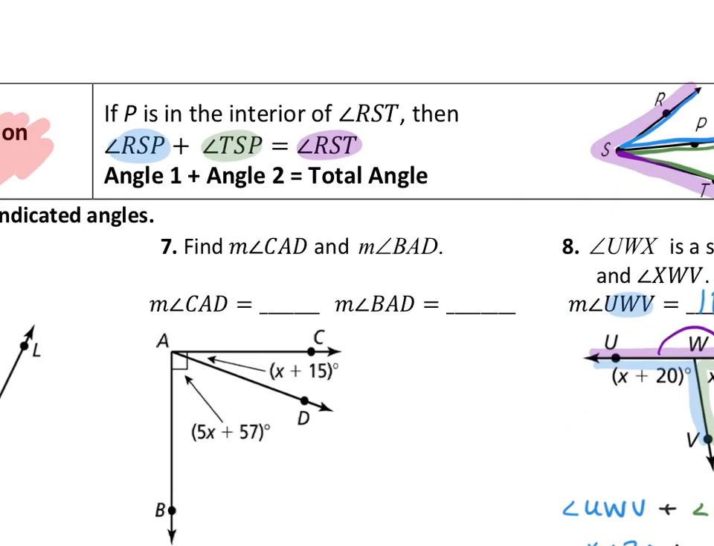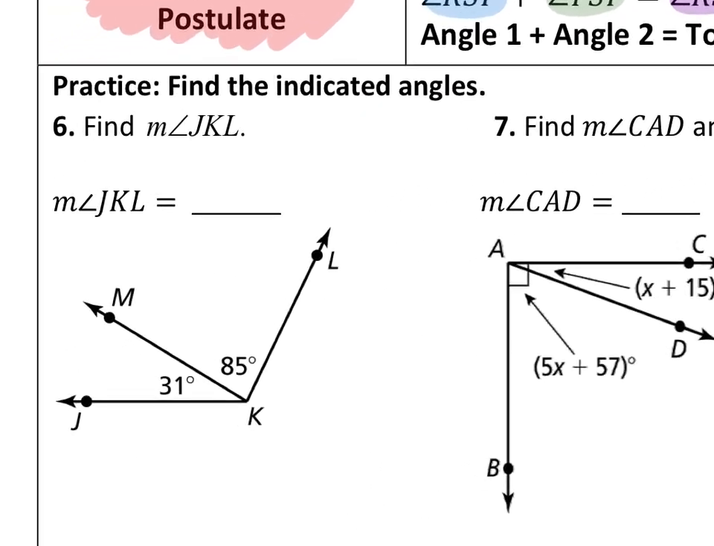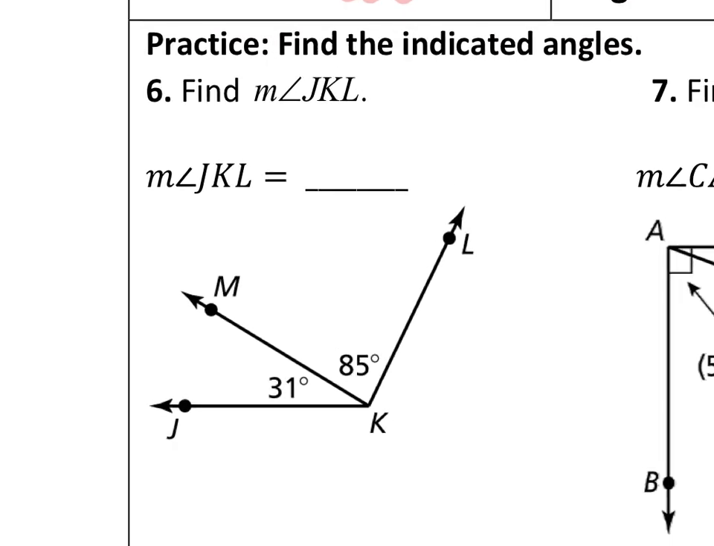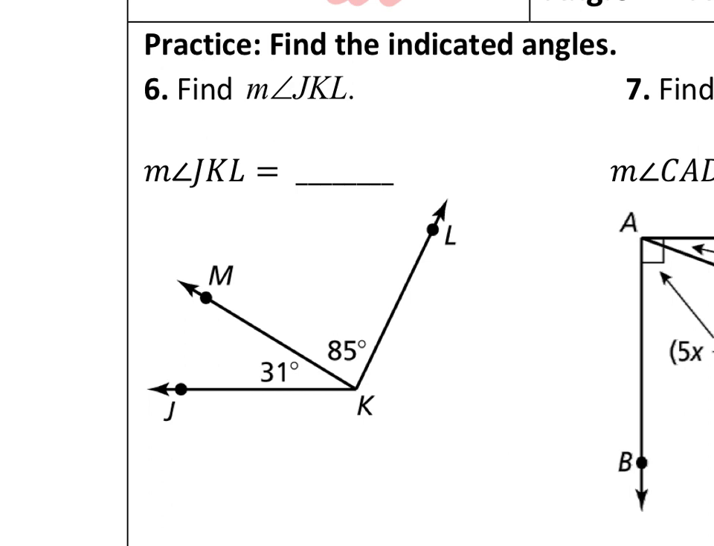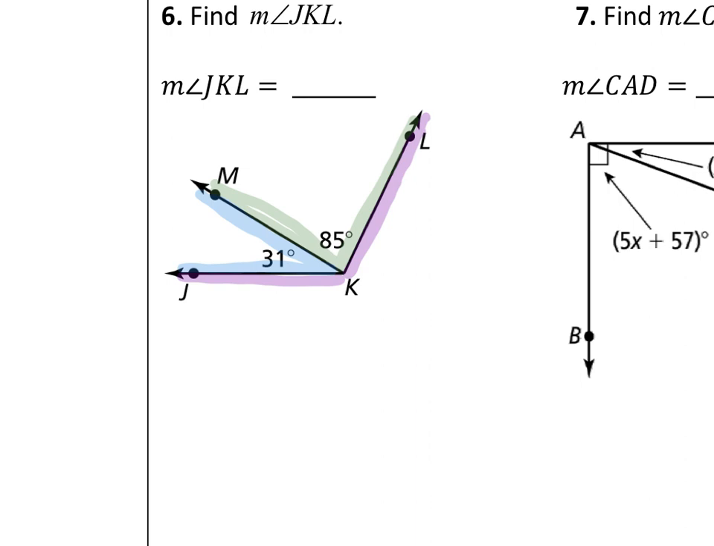So if we apply that to a problem here, angle 1 plus angle 2 equals total angle, and we want to find JKL. Here's what I know. I know that JKM is worth how many? And I know MKL is worth how many? So I'm going to be able to use those numbers and figure out the whole thing. Yes, some of you are probably doing it in your head already, but I want you to write some geometry down for me. The geometry we're going to write is the following.